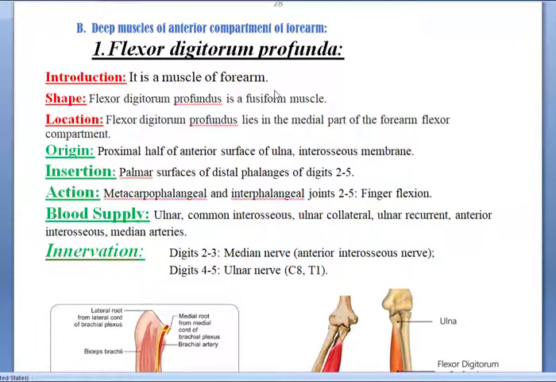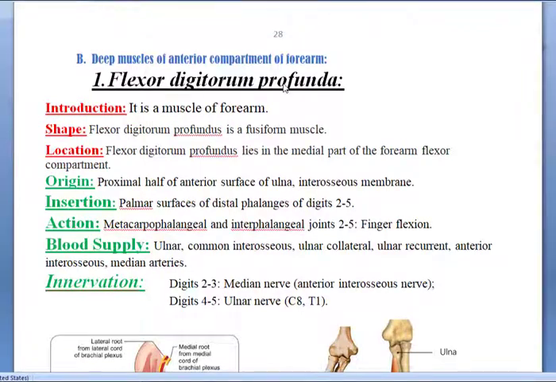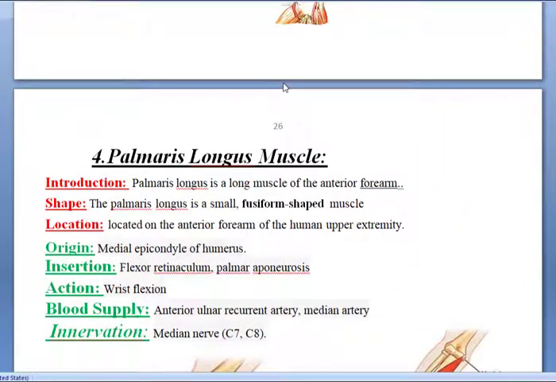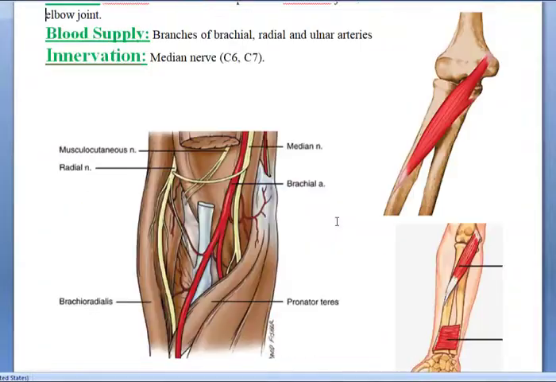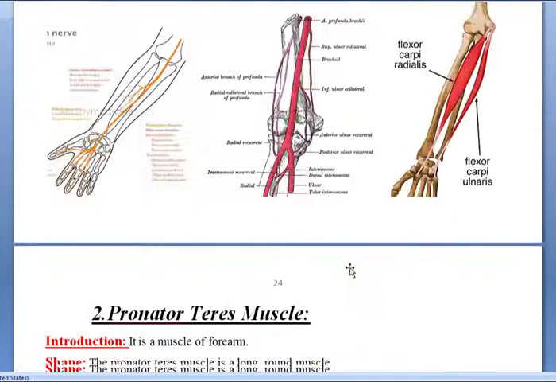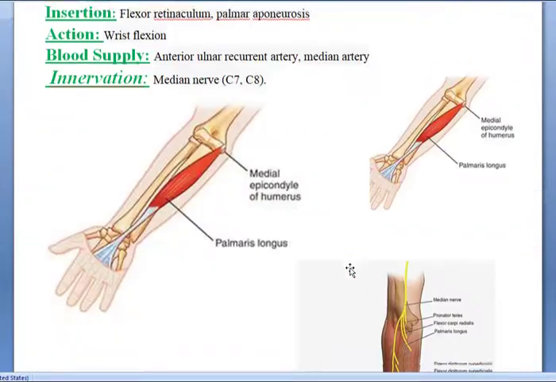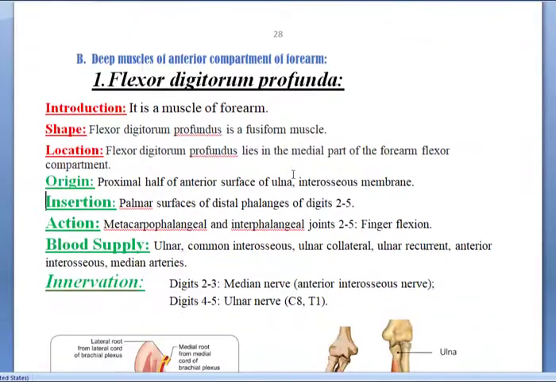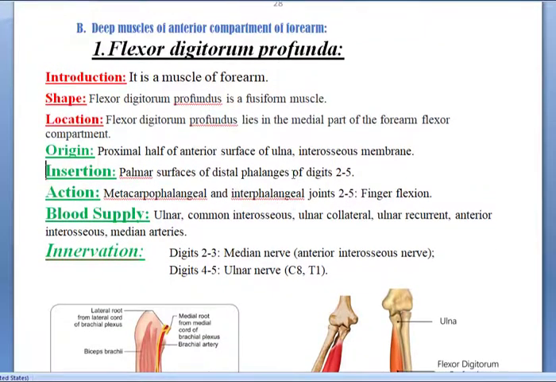We are discussing the muscles of the forearm. In our previous lecture we finished the superficial muscles of the anterior compartment of the forearm. I had told you that I will discuss the deep muscles of the anterior compartment of the forearm. So our lecture here is on the deep muscles of the anterior compartment of your forearm.